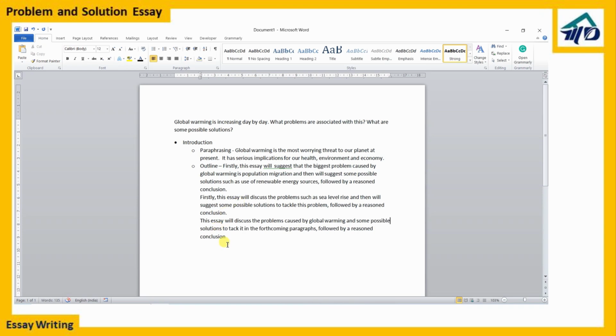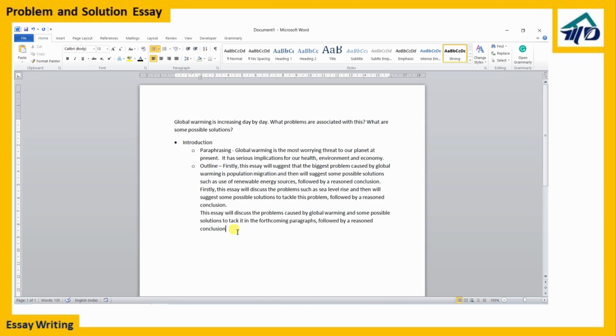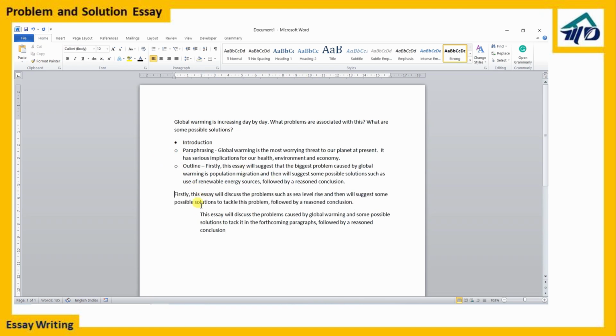Now it is up to you whether to go for this much simple one, or you go for this one, or this one. In this option you just have to write the topic name: problems caused by XYZ and some possible solutions to tackle it in the forthcoming paragraph. But I will go for this one as it is a bit more specific, so it will leave a good impression on the examiner.